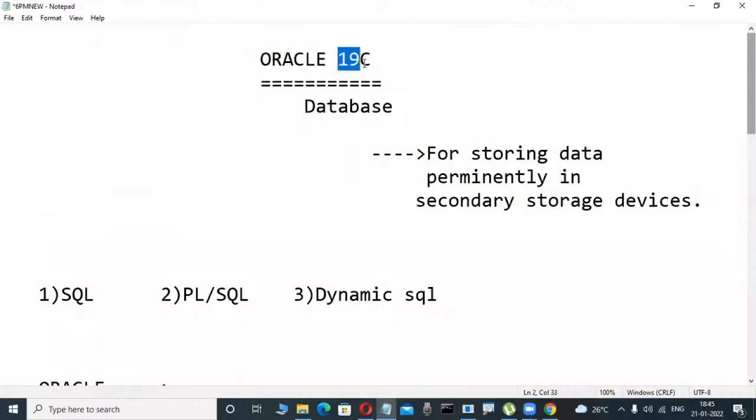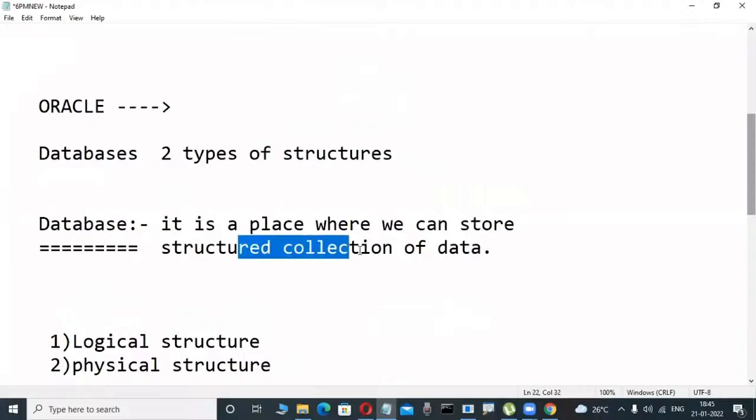Now this Oracle is a product from Oracle Corporation. In our course we are learning the 19C version only. This is a database product. What is a database? If anybody asks, as developers we tell: it is a place where we can store a structured collection of data. That is the logical side we are telling.